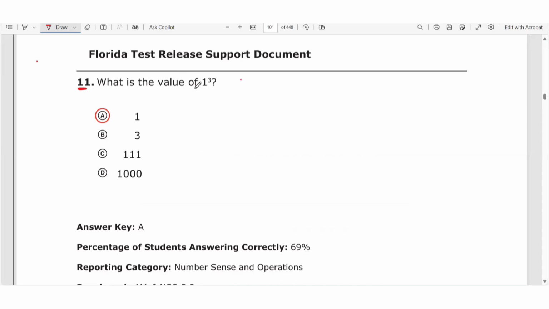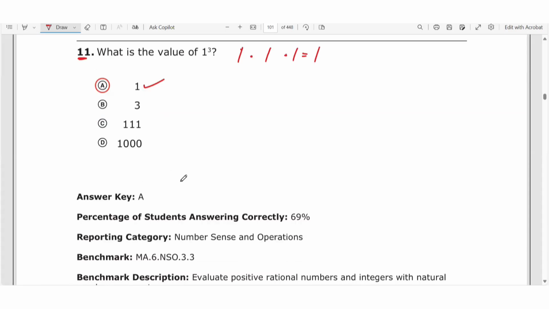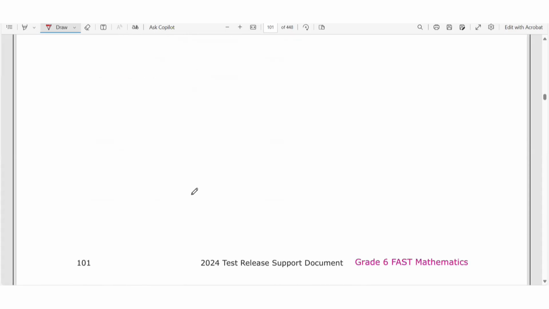What is the value of 1 raised to the third? So what this really means is 1 times 1 times 1. And this is just going to give us back 1. Hence, you see where that's the answer for that question right there. Let's take a look at number 12.